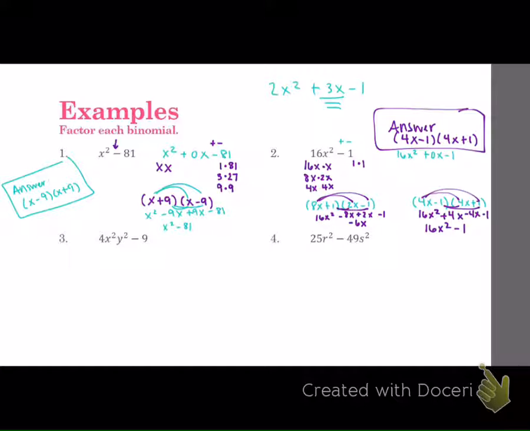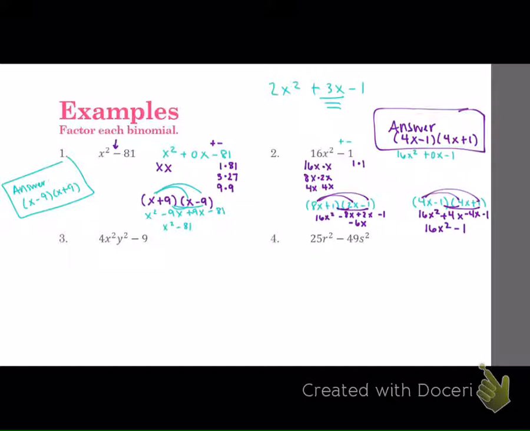What else do you notice about the beginning and end terms here? The front term and the front term are the same. The back term and the back term are the same, but with opposite signs, right? This is because this is a difference of perfect squares. Look at that first one for me. Is x squared a perfect square?